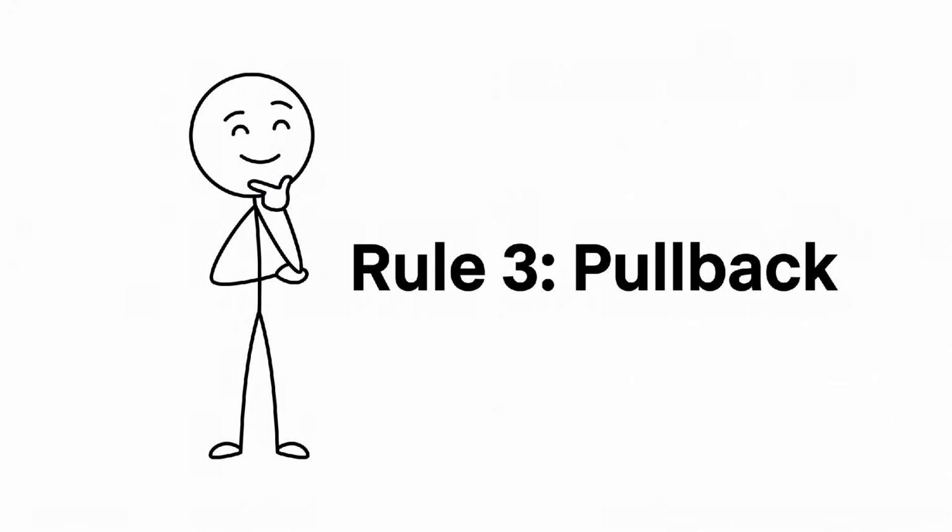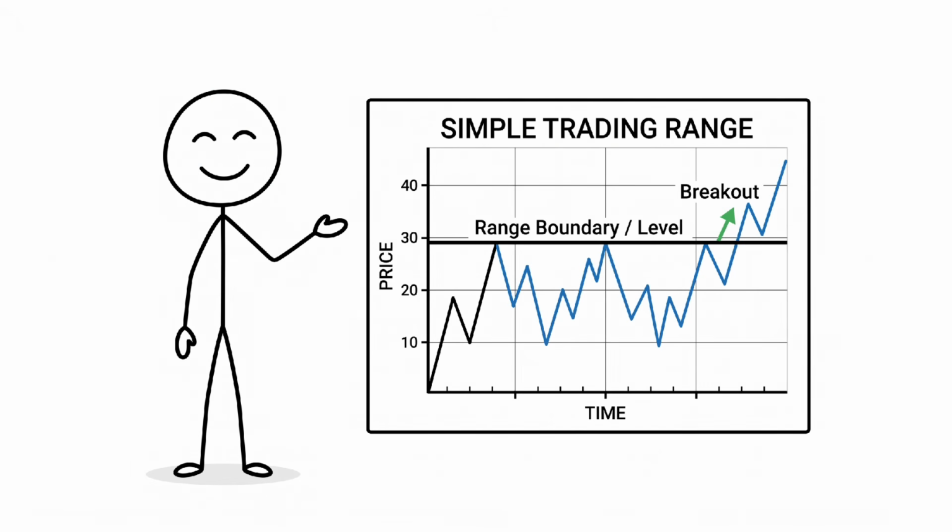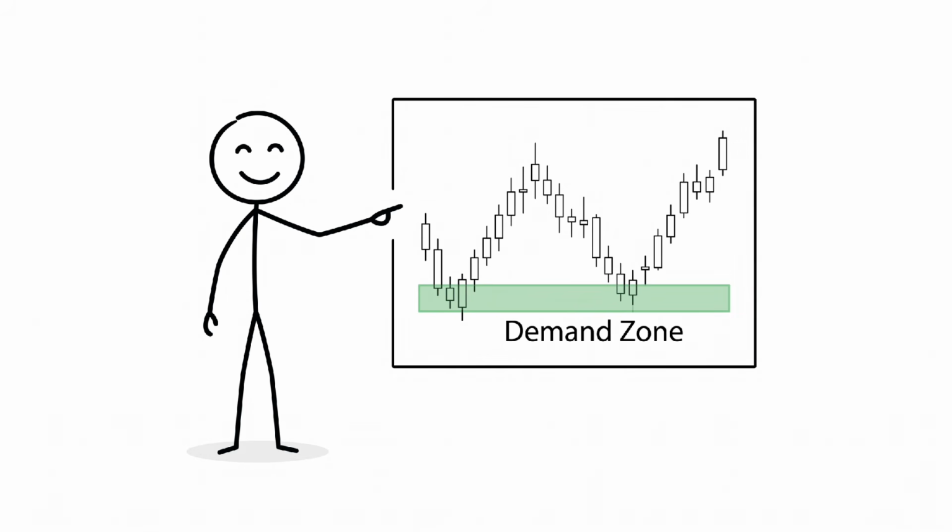Rule 3. The best crossover setup happens after a pullback. Here's something many traders never realize. The strongest stochastic signals rarely happen at the beginning of a trend. They happen during pullbacks. Think about it. When a market is trending higher, price doesn't move straight up forever. It pulls back. It consolidates. It pauses. During that pause, the stochastic oscillator often drops toward the oversold zone.